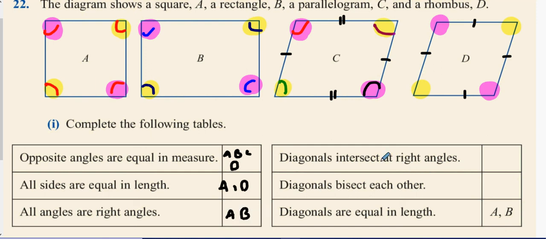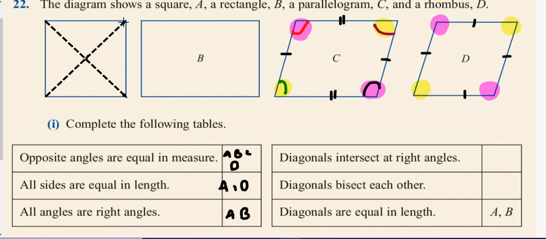Diagonals intersect each other at right angles. Well, let's find out. I believe it'll only be for the square, so let's find out here. Square, that's 90 degrees all day long, so we know it works for the square, which is A. It doesn't work for the rectangle. I don't think it'll work for the rectangle, if I'm being honest. No, we can clearly see that doesn't work.